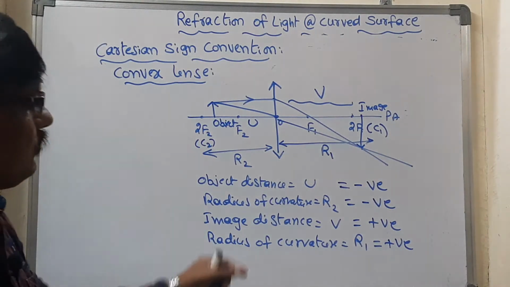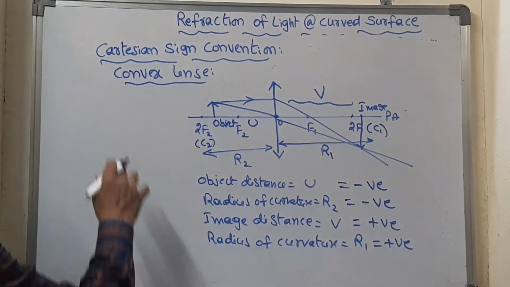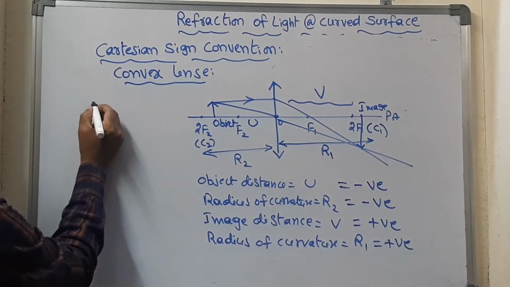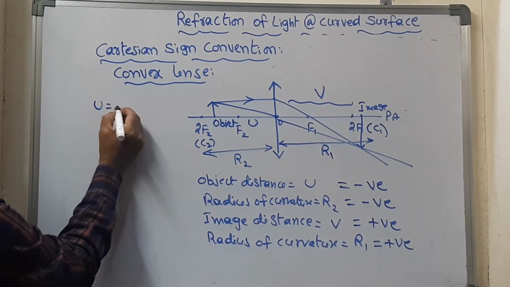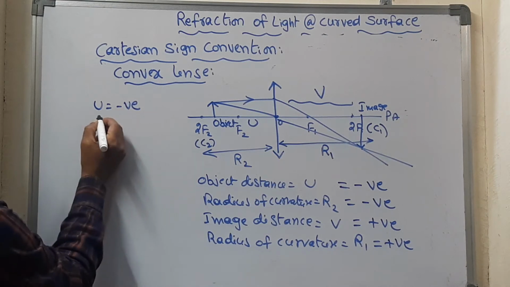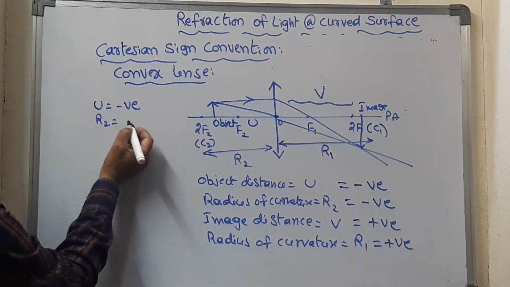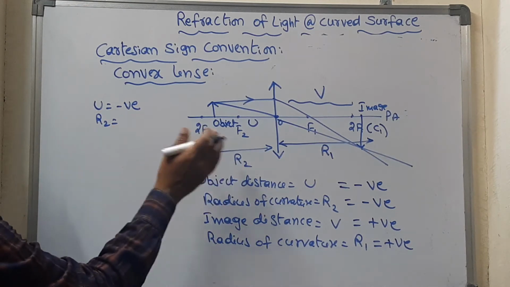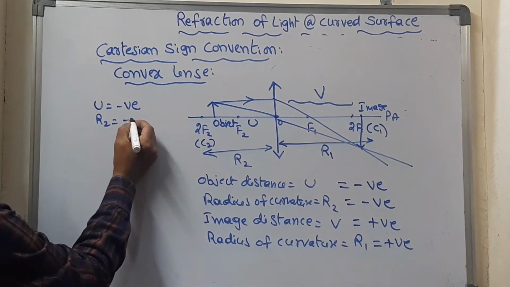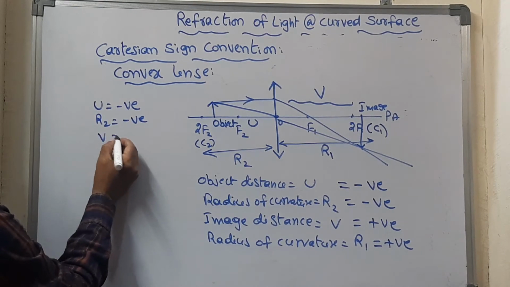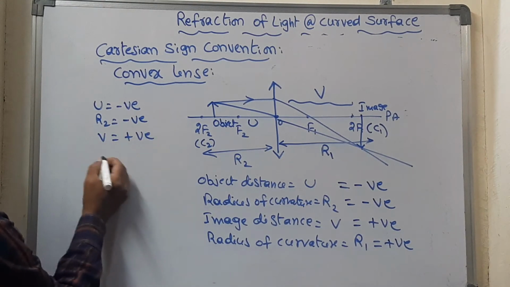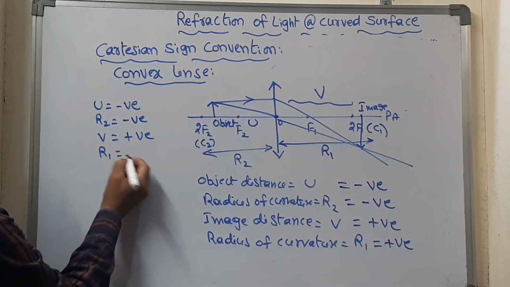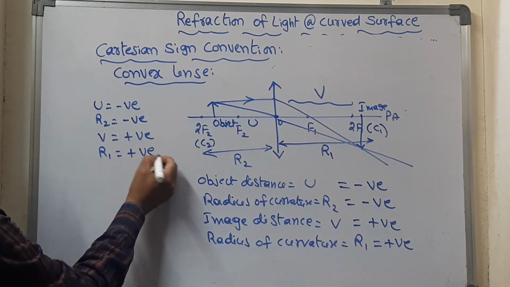In this way, ultimately, for a convex lens, the object distance is negative. R2, the radius of curvature of the second surface, is negative. The image distance is positive. The radius of curvature of the first sphere is again positive.